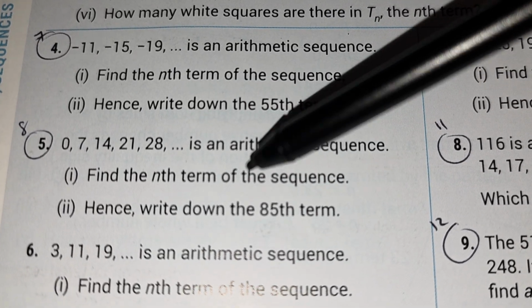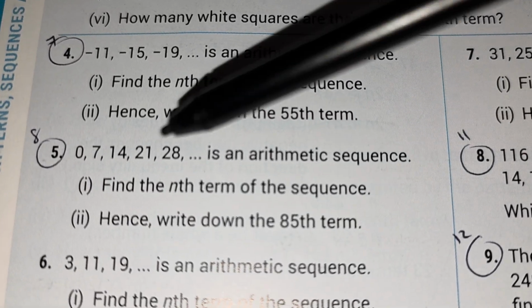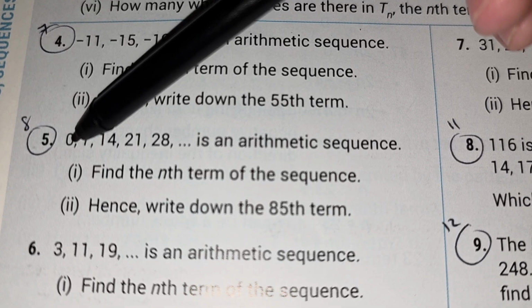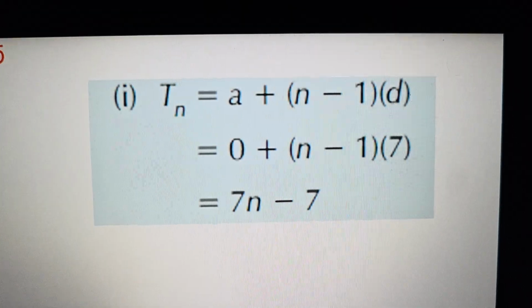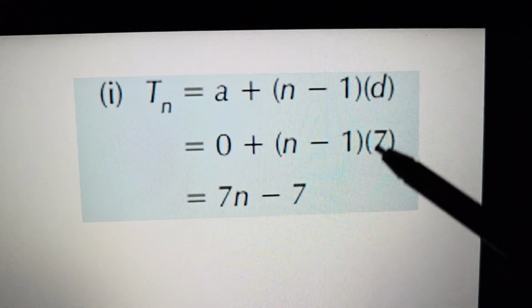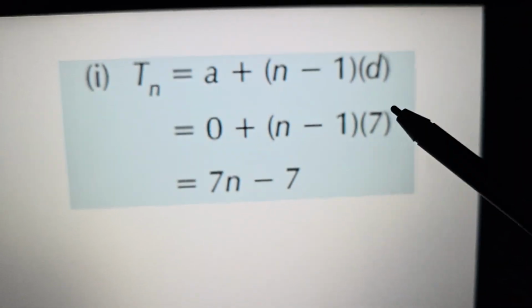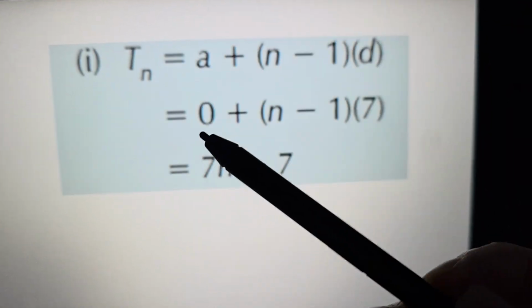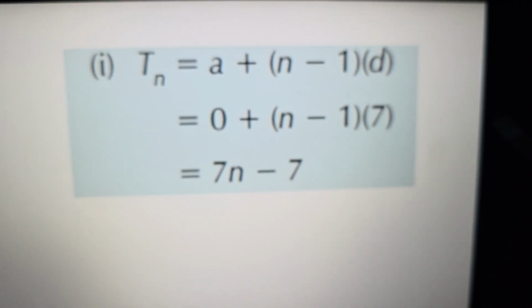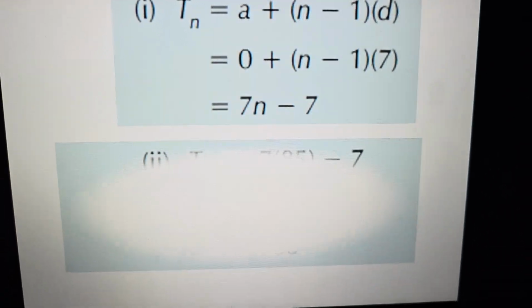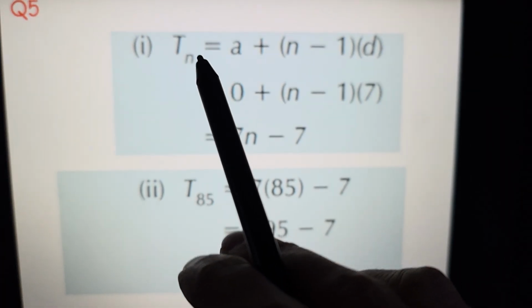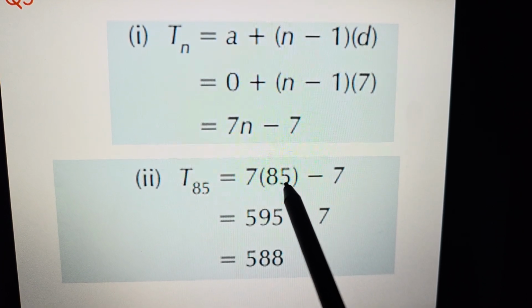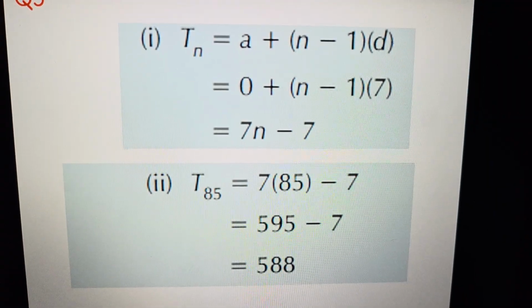Question 5. The following sequence is an arithmetic sequence. Find the nth term and then hence find the 85th term. So A is 0. Common difference each time, it's going up by 7. So D is 7. Subbing into my T of n formula, multiply 7 into the bracket and you'll get 7n minus 7. And obviously 0 doesn't affect it, so there's your T of n formula. Hence, get the 85th term in the sequence, so term 85. Replace n with 85, sub it in using brackets, and you get 588.